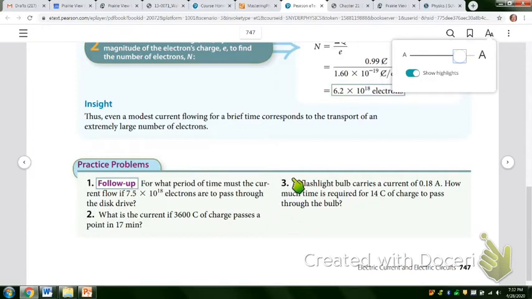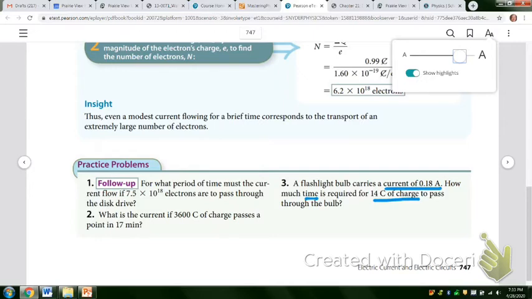Number 3 says a flashlight bulb carries a current of 0.18 amps. How much time is required for 14 coulombs of charge to pass through the bulb? So think about what they're asking you to figure out. It says how much time. So you're looking for time. We are looking for time. We know that there are 14 coulombs of charge. And we also know that this bulb carries a current of 0.18 amps.